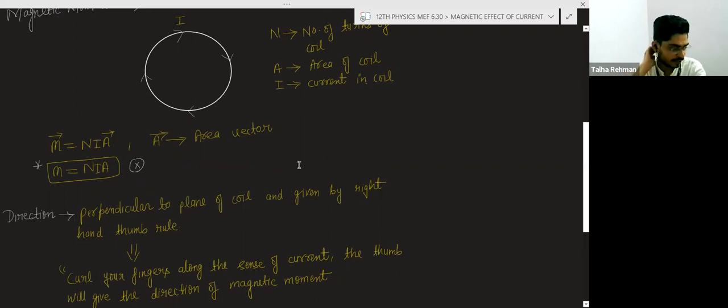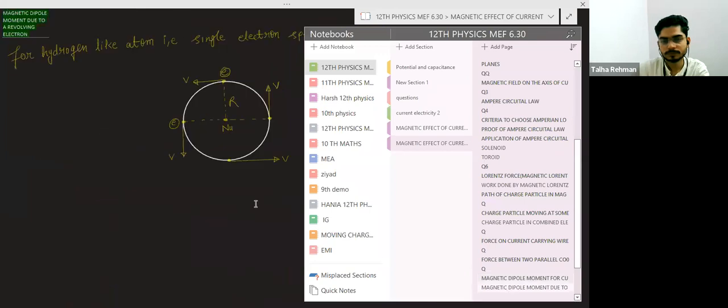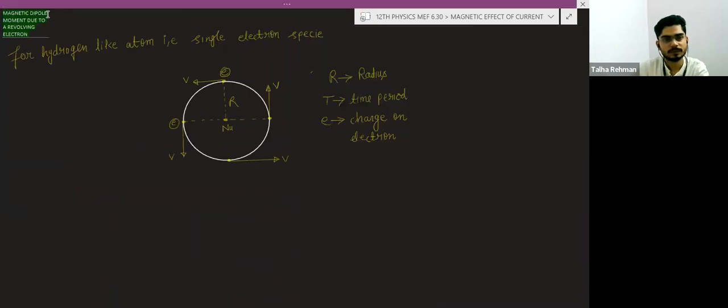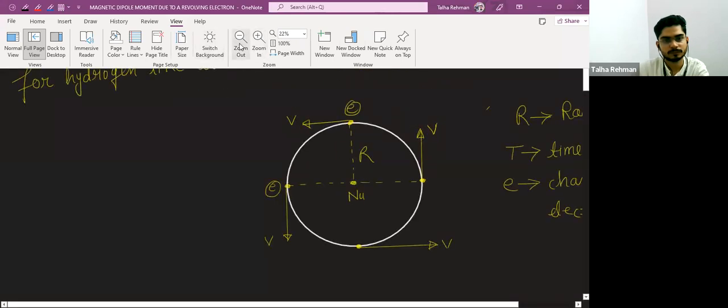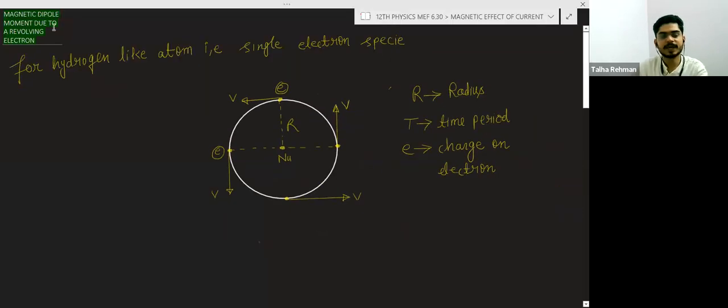So now we will calculate the magnetic moment of an electron moving in an atom. See this. Magnetic dipole moment, or you can say magnetic moment due to a revolving electron. We know that in an atom, I am taking a hydrogen like atom. Hydrogen like atom means there is only one electron in the atom.